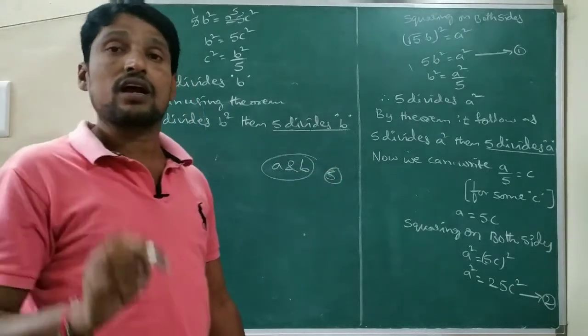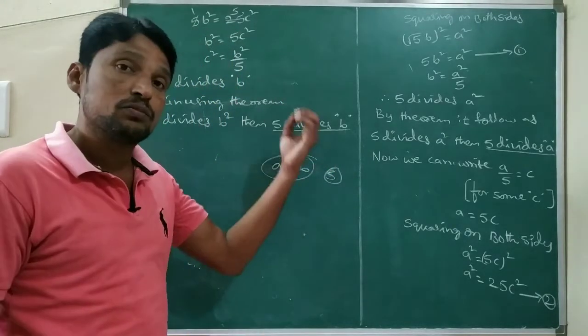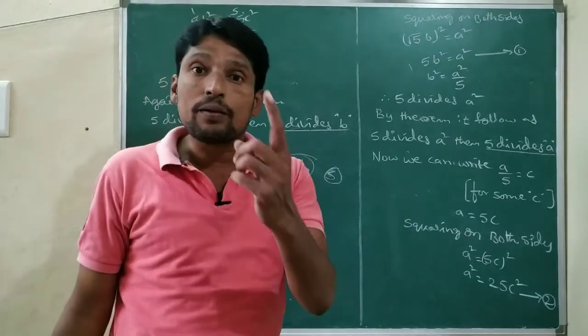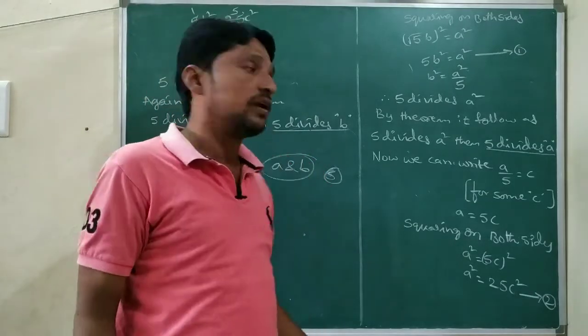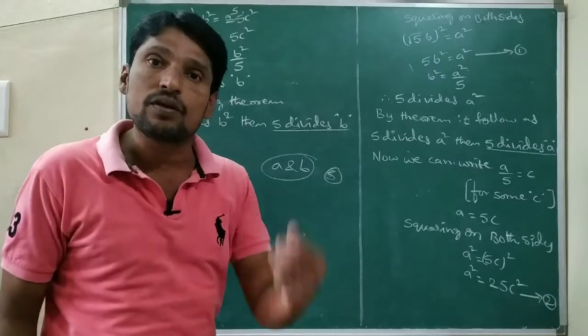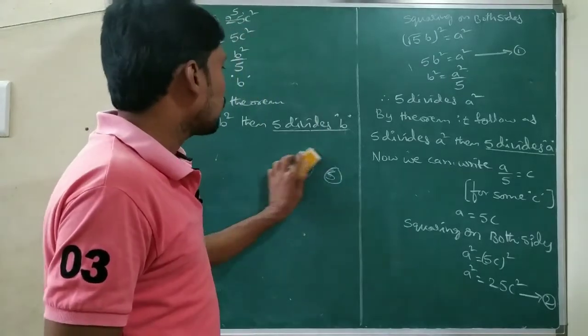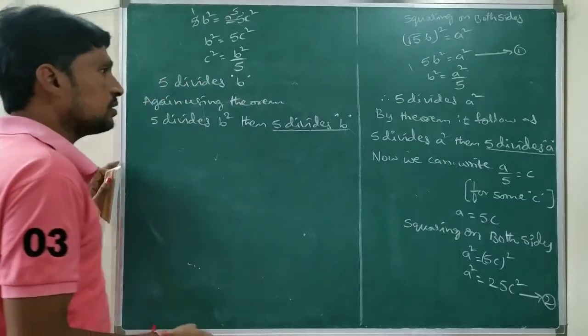Both have 5 as a common factor, so our assumption is wrong. Why is it wrong? A and b are co-primes. Co-prime means only 1 as a common factor. But we got 5 as a common factor, which means they are not co-prime.